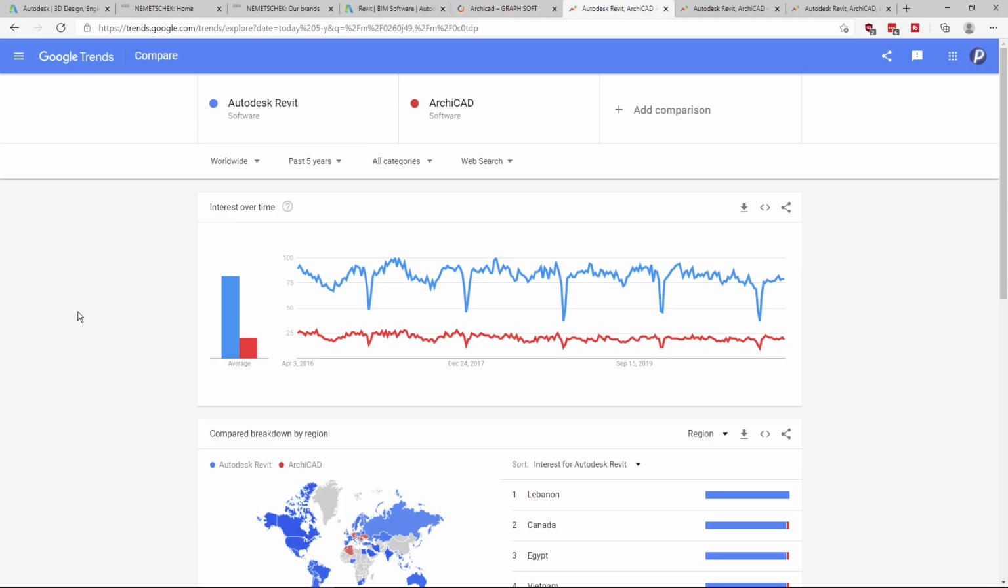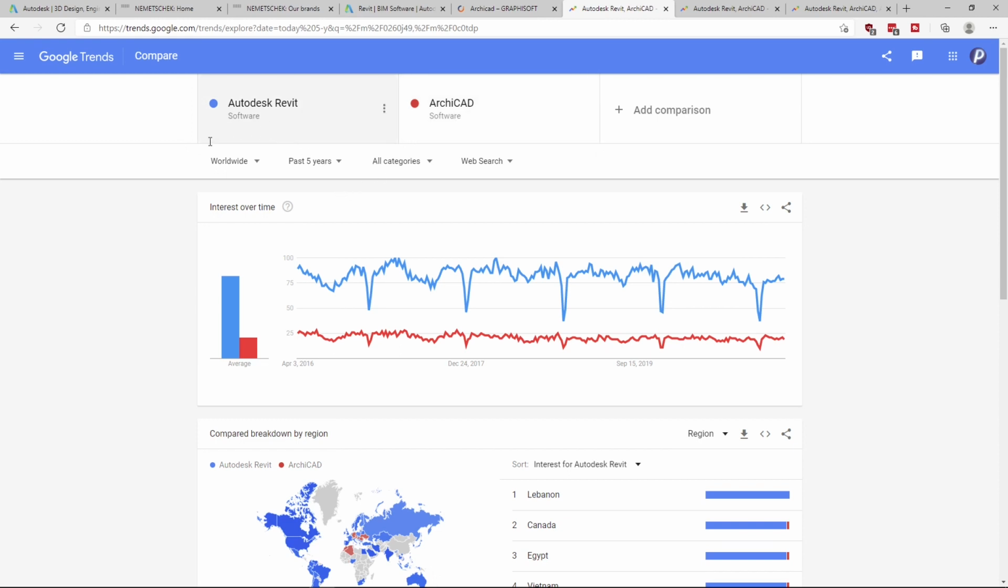The second source of information that I will use in this comparison between Revit and ArchiCAD will be Google Trends. Google Trends shows you how many people all around the world are searching for certain terms. So I will compare Autodesk Revit and ArchiCAD, and they are actually categorized as a software. So it should be better than just a plain simple word.